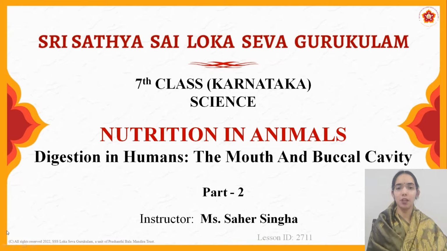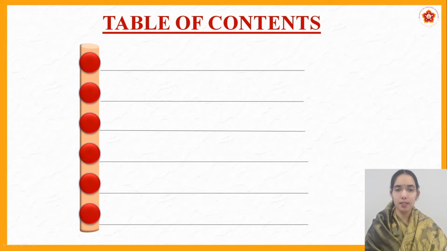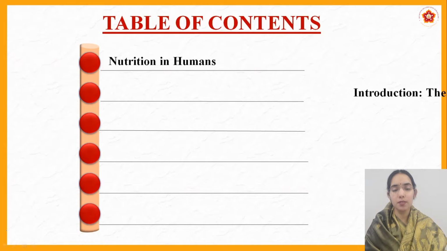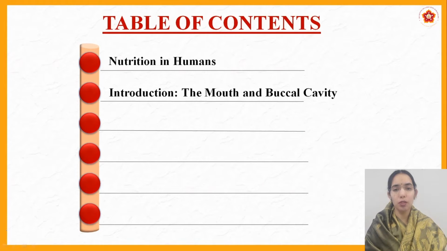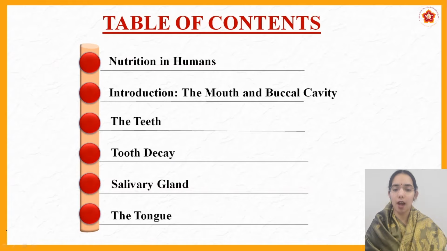Today, we'll be continuing with the chapter Nutrition in Animals. This is the second part of this chapter. Today, we'll be learning about the buccal cavity or the mouth. First of all, let's have a look at the contents of today's part. Nutrition in humans, introduction to mouth and buccal cavity, the teeth, tooth decay, salivary gland, and the tongue.